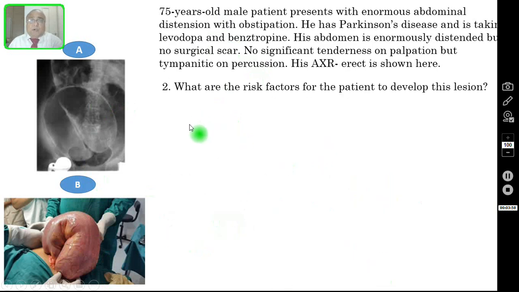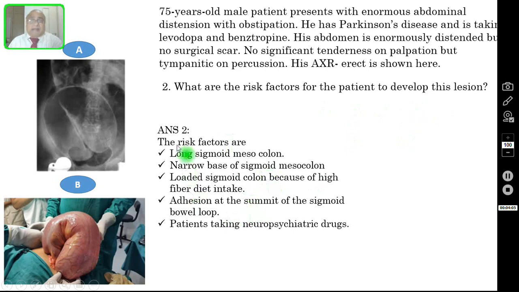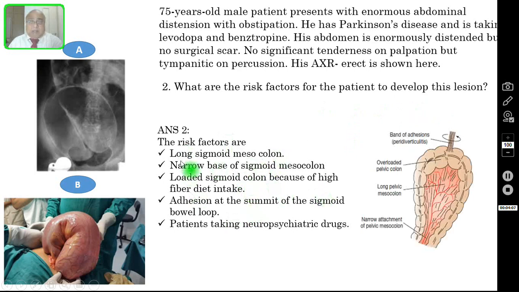Question number 2, what are the risk factors for the patient to develop this pathology? The correct answer is the risk factors are long sigmoid mesocolon. See, this sigmoid mesocolon is very long. Narrow base of the sigmoid mesocolon. See, the base of the mesocolon is very narrow here. Loaded sigmoid colon because of high fiber diet intake. The whole sigmoid colon is loaded with fecal matter. That is also one of the risk factors.